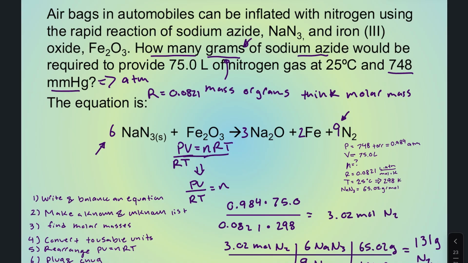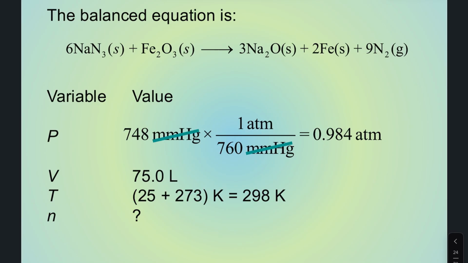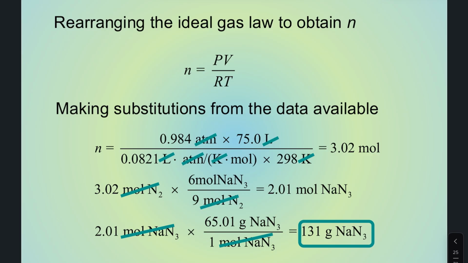Okay. And so if you'd like a different breakdown, this is exactly what we do. We take the balanced equation, we'll convert the pressure to atmospheres, we'll convert the temperature to Kelvin, and we'll find the number of moles. We'll rearrange the ideal gas law to find the number of moles, and we will end up with 131 grams NaN3.